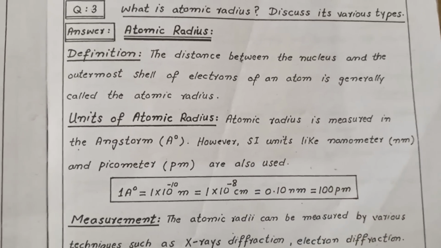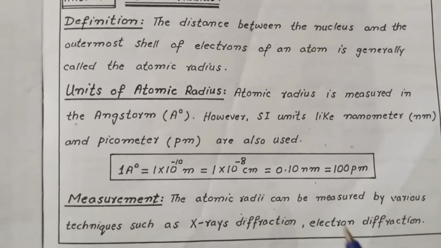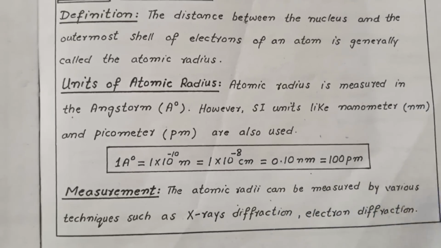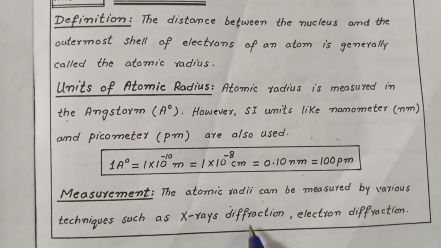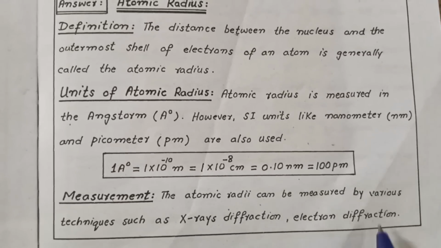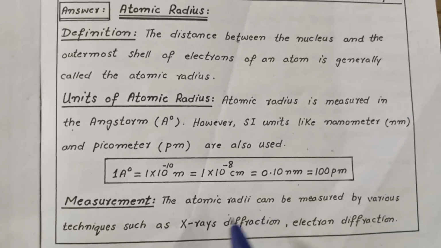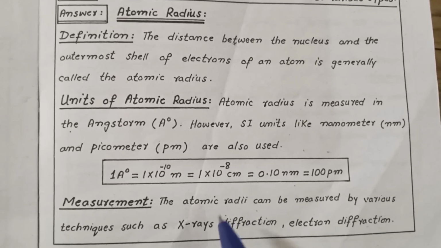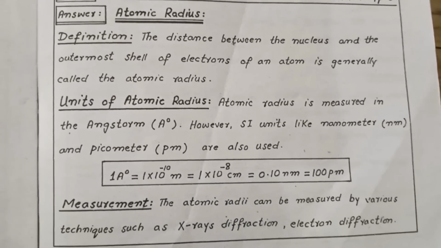Now how do we measure the atomic radius? Atomic radii can be measured by various techniques such as X-ray diffraction and electron diffraction. So these are the ways through which we can easily measure atomic radii.